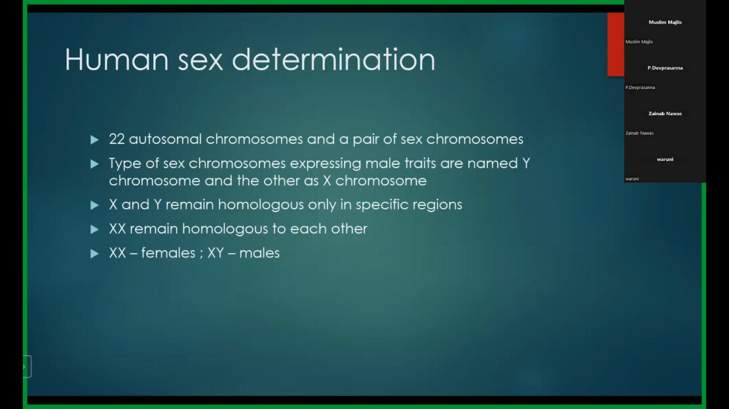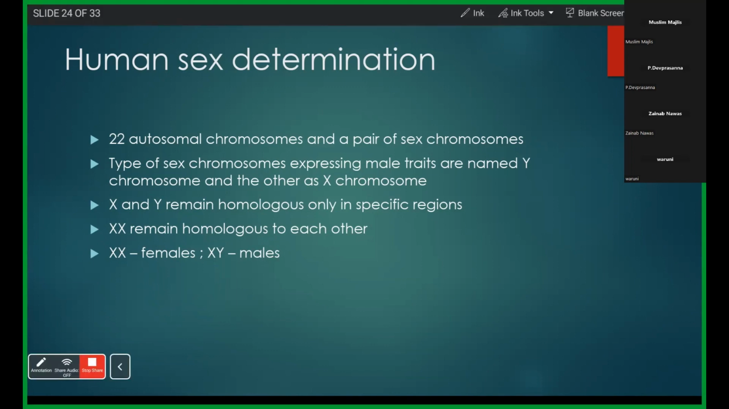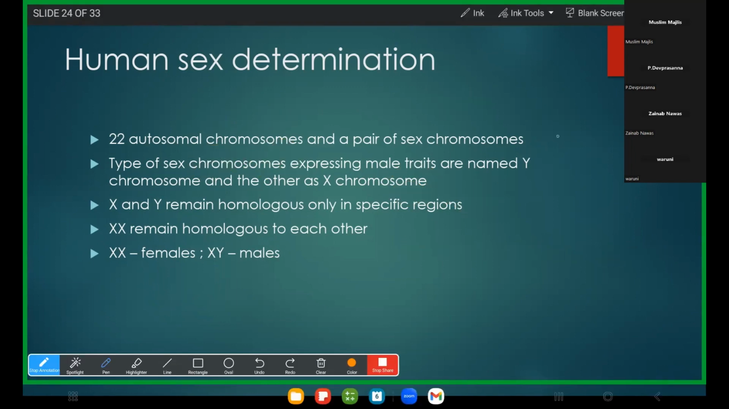And then another interesting deviation is human sex determination. Humans have 23 pairs of chromosomes. So out of them, 22 autosomal chromosomes are there, and a pair of sex chromosomes are there. The sex chromosome expressing male traits is named the Y chromosome, and the other the X chromosome. So males have XY chromosomal combination, and females have XX chromosomal combination.